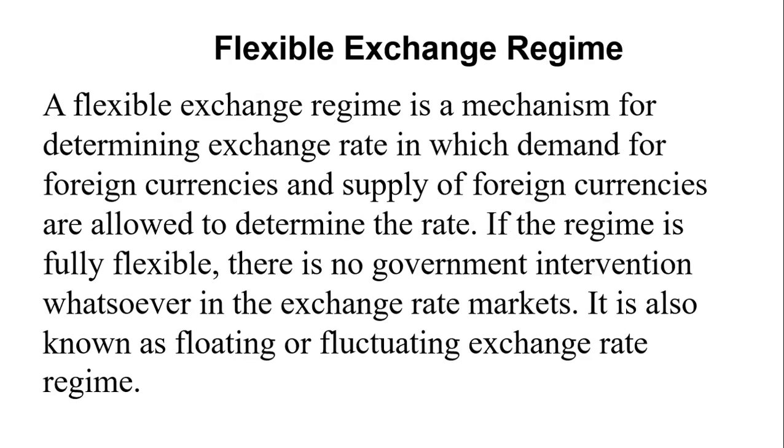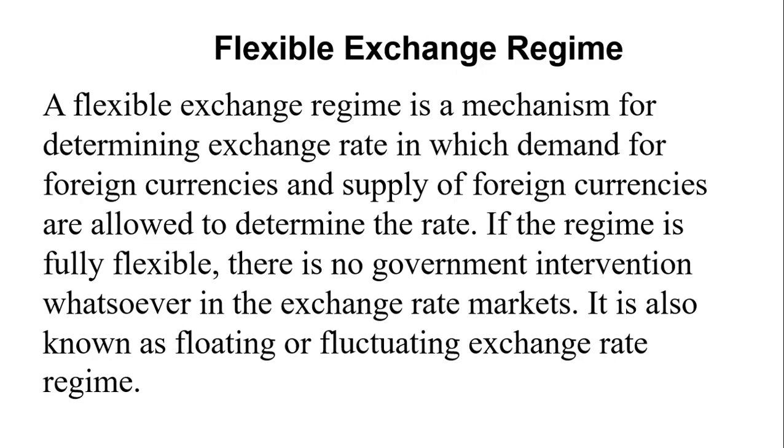It is very costly also for a country to keep the exchange rate fixed. The other type of regime is the flexible exchange rate regime. It is a mechanism for determining exchange rates in which demand for foreign currency and supply of foreign currencies are allowed to determine the rate. When you did demand and supply in microeconomics, you remember that to get the equilibrium income, according to the classicals, we leave the determination of the equilibrium to the forces of demand and supply or to the invisible hand. That is how the flexible exchange rate also works.